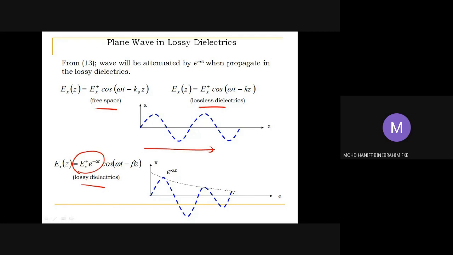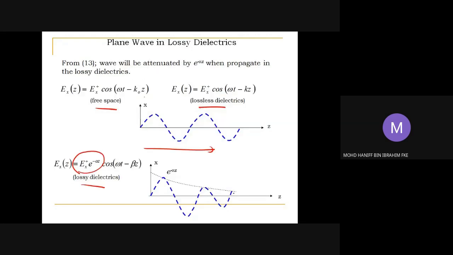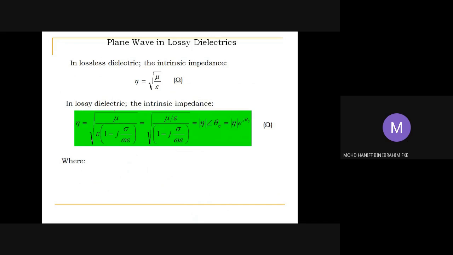Note that in the equations here, k is replaced by beta, because we have learned that k and beta are the same parameter. Both are the phase constant. The alpha is different because alpha is multiplied with the amplitude of your E field or H field.